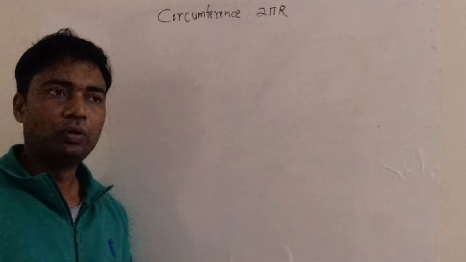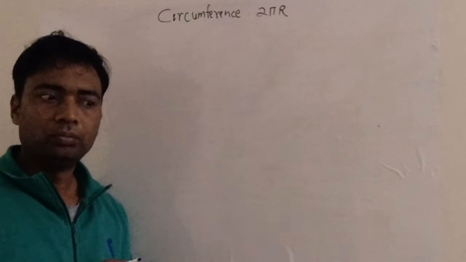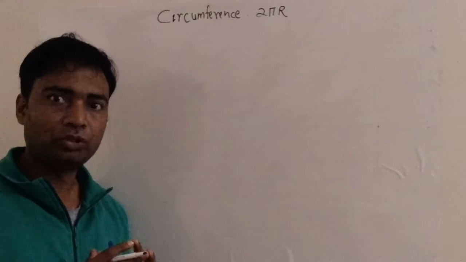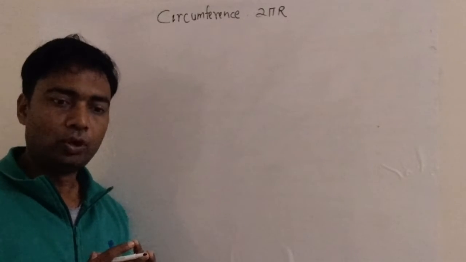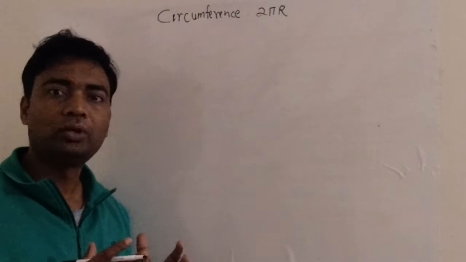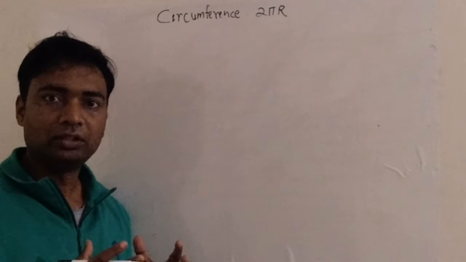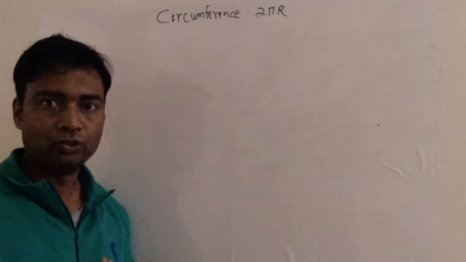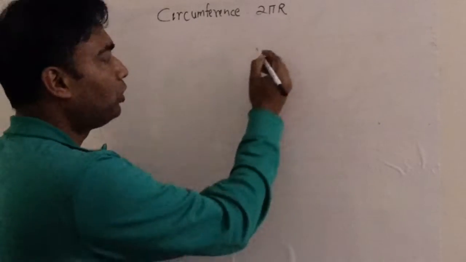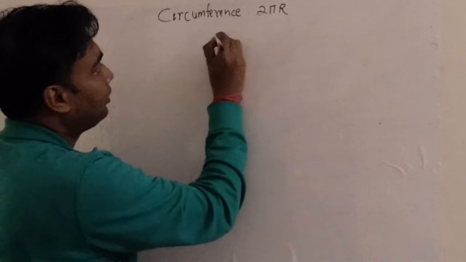For that, I will be considering a polygon, and then I will be approximating the polygon to a circle. It is a well-known fact that a circle is nothing but a special case of a polygon, where this polygon has infinite sides, and it is a regular polygon. So let's start. First of all, I'm going to draw a polygon. So this is a regular polygon.